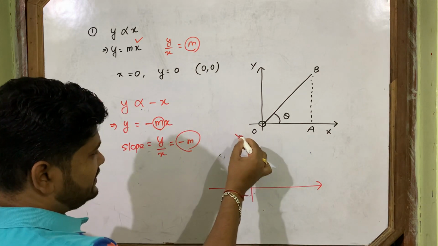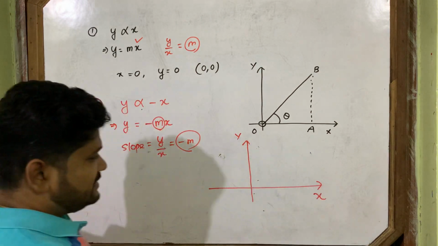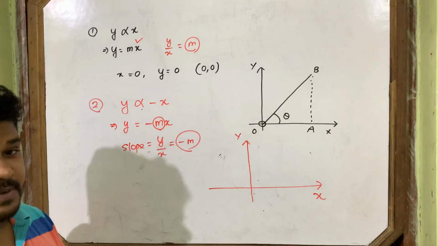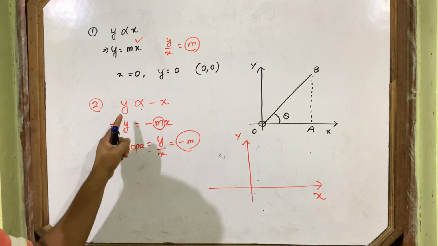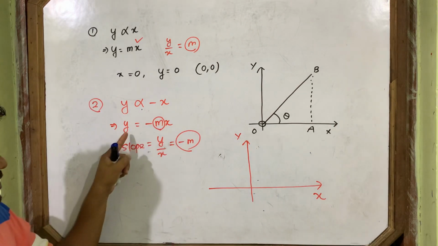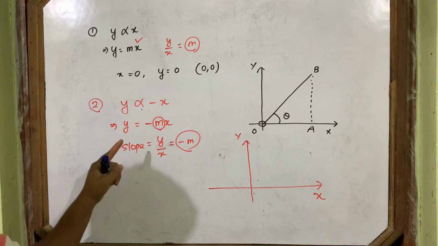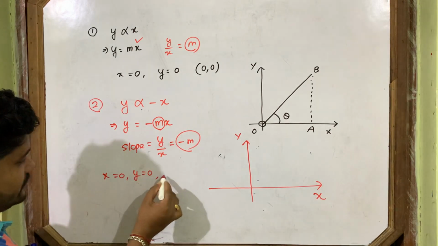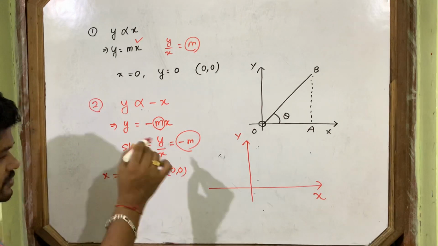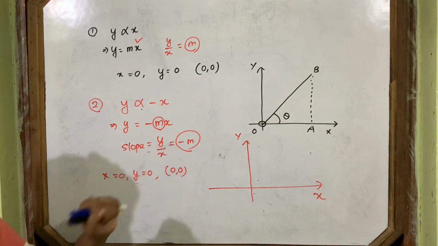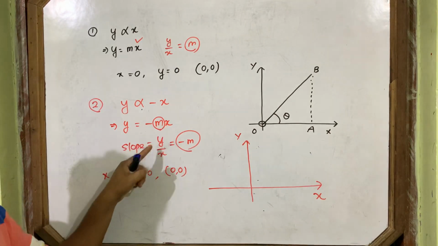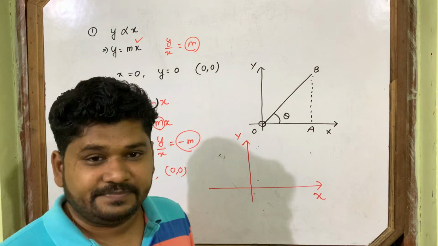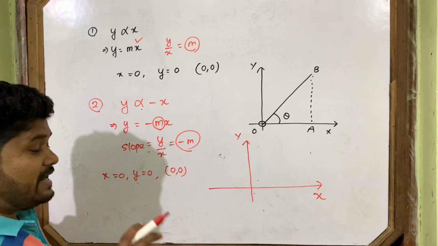This is the y line, this is the x line. As it is directly proportional, the graph must pass through the origin, because when x is 0, y is 0. So one point we get is 0, 0. But slope is negative, y by x, so slope is negative. Negative slope means what? Negative slope and positive slope.